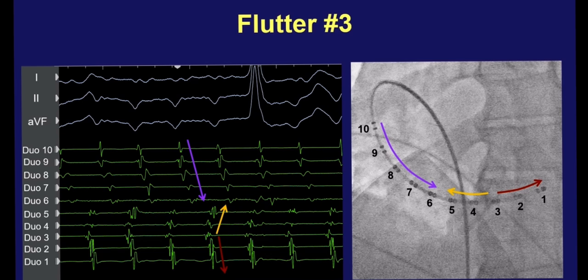And we're going to also review this case in the next module where we talk about entrainment to further flesh out what's going on.